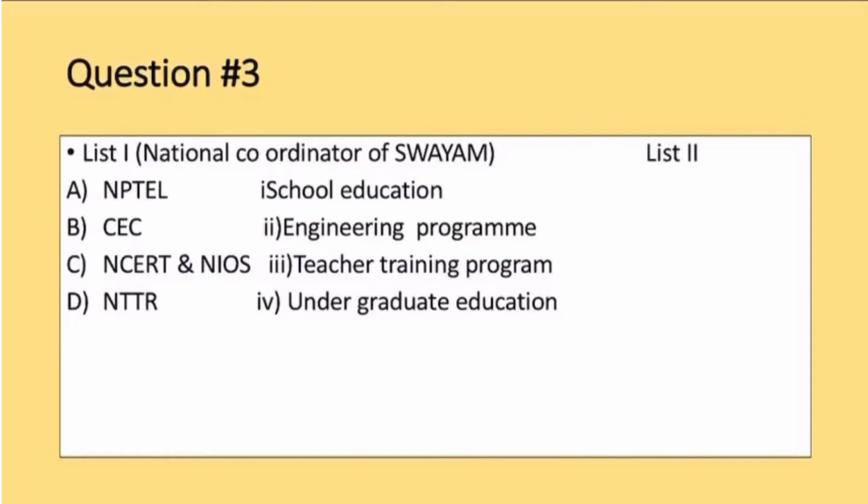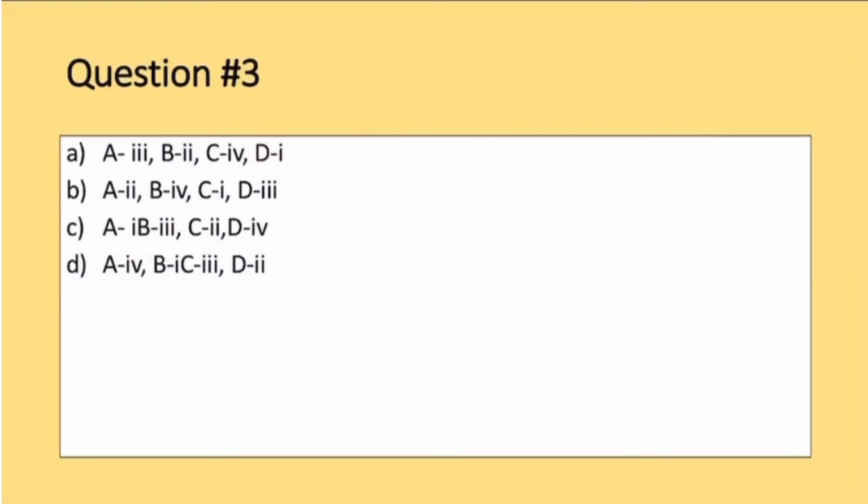Third question, there are two lists again. First is National Coordinator of Swayam, and in list 2 you can find the description of that portal or institute. So NPTEL is for engineering, A2, CEC is for undergraduate education, B4, NCERT and NIOS is for school education, so C1 and D is for NITTT, teacher training program, D3. Look at the right option here. A2, B4, C1, D3. B is the right answer for this question.